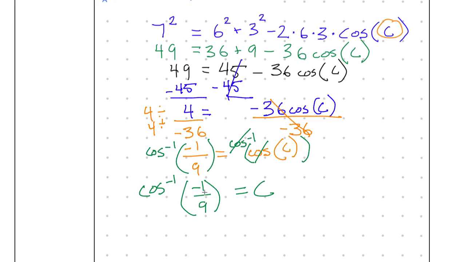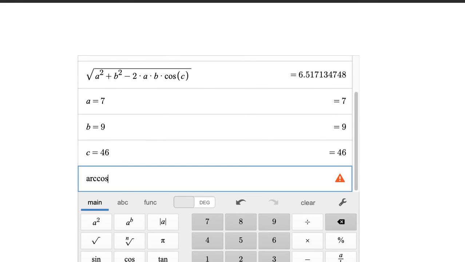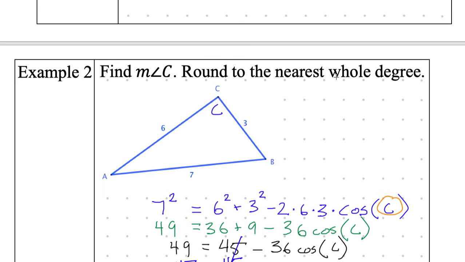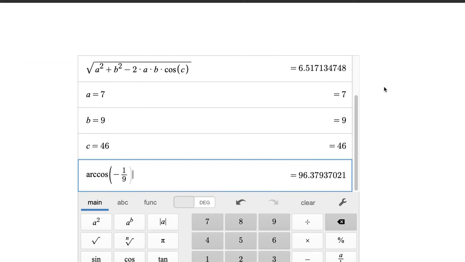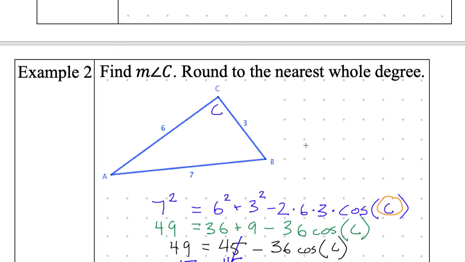Lots and lots of math, a lot harder than the last problem. And let's type in our answer into Desmos. So I'll say arc cosine of negative 1 over 9. And I get 96.3793721, but what am I rounding to? The nearest whole degree. So I need to round right there. Who can round this correctly for us? Is it 96 or 97? Andres? 96. It is indeed 96 because that last number was less than 5.